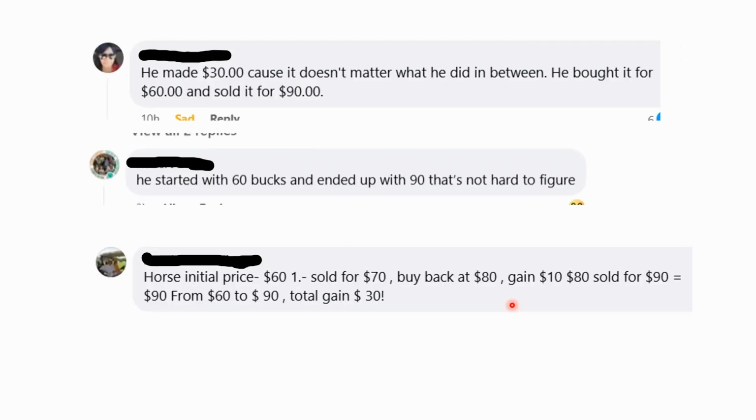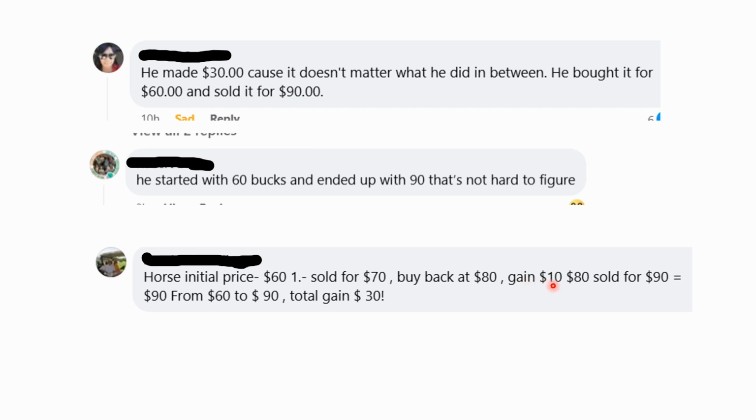I mean, here's some of the answers. It says, he made $30 because it doesn't matter what he did in between. He bought it for 60 and sold it for 90. I mean, somebody's trying to make that argument. And someone else says he started with 60 and then with 90. That's not hard to figure. Well, yeah, I guess it's not hard to figure if you're making up your own problem, but that's not what this problem says. That doesn't relate to this problem at all. And then I don't even understand this one. Horse initial price 60, number one sold for 70, buy back at 80.